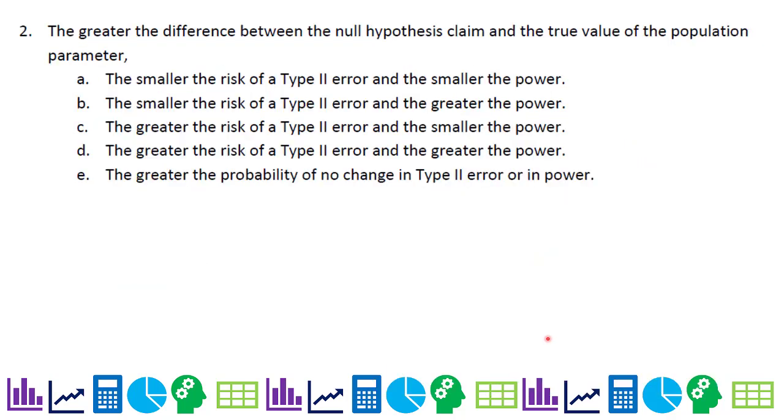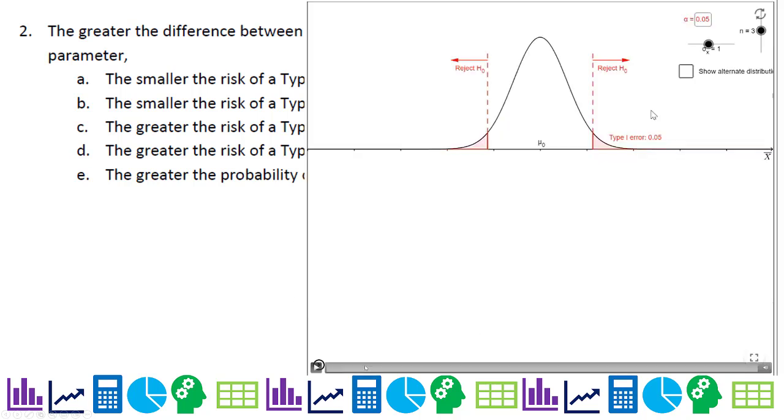Number 2. The greater the difference between the null hypothesis claim and the true value of the population parameter, the smaller the risk of type 2 error. So we're looking at risk of type 2 error and power and how those change. Okay, so we're going to go ahead and look at the difference between the null hypothesis claim and the true value. So I need to show an alternate.